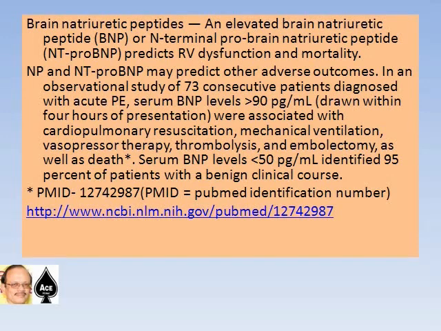BNP and NT-pro-BNP may predict other adverse outcomes. In an observational study of 73 consecutive patients diagnosed with acute pulmonary embolism, serum BNP levels more than 90 picogram per ml drawn within 4 hours of presentation were associated with cardiopulmonary resuscitation, mechanical ventilation, vasopressor therapy, thrombolysis and embolectomy, as well as death. Serum BNP level of less than 15 picogram per ml identified 95% of the patients with a benign clinical course.